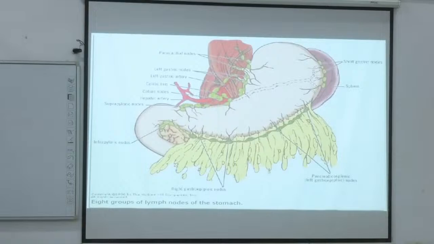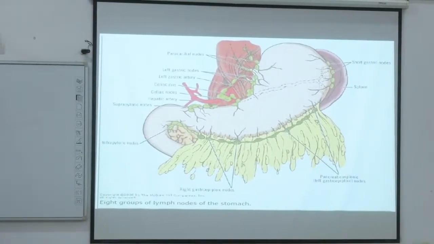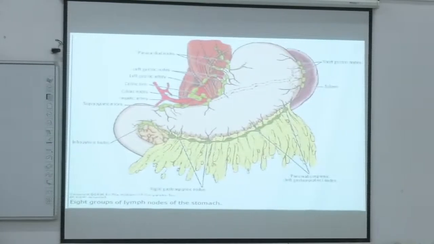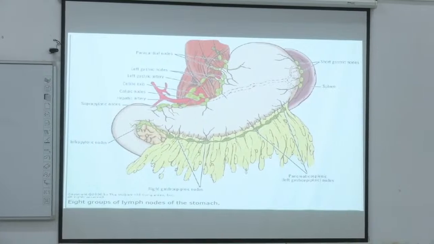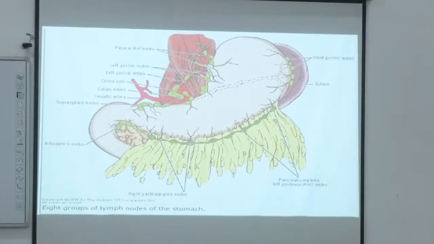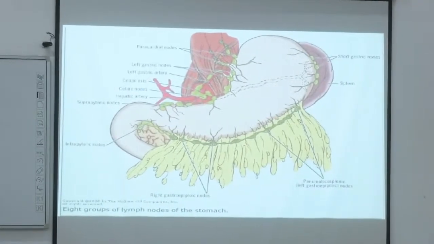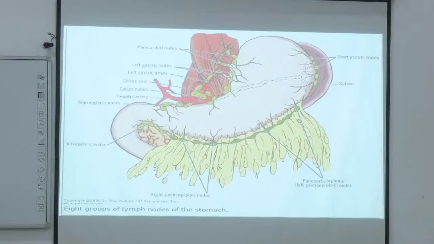Next, see, these are the nodes: right gastroepiploic, pancreaticosplenic along the left gastroepiploic nodes. And here is the suprapyloric node, infrapyloric node. These are the left gastric node, short gastric nodes, and this is the paracardiac nodes, celiac nodes. Next, and hepatic nodes along the hepatic artery.